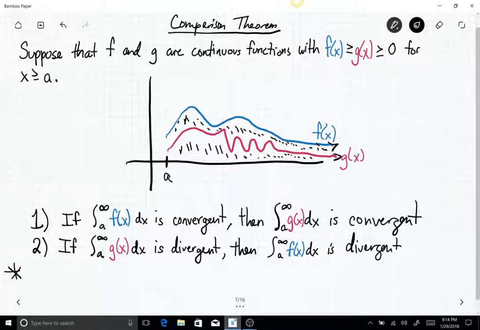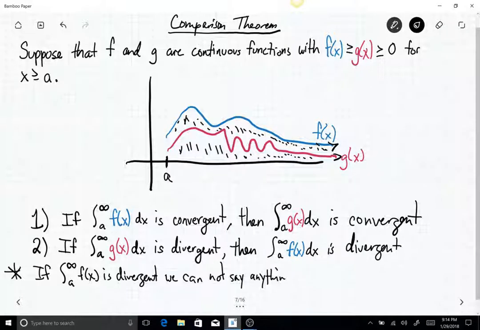So here's some extra bits that people make mistakes on. If the integral from a to infinity of f of x is divergent, so the larger integral is divergent, we cannot say anything about the integral from a to infinity of g of x dx. That's why I always recommend drawing yourself a picture. It's quite beneficial, because notice if f of x is larger than g of x, and we just know that larger part is divergent, that does not say anything about the smaller piece.